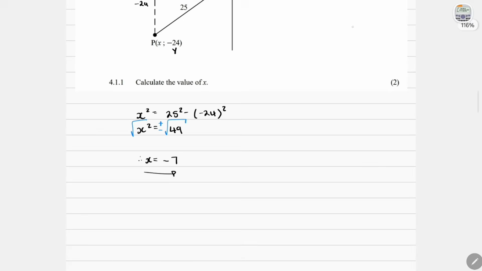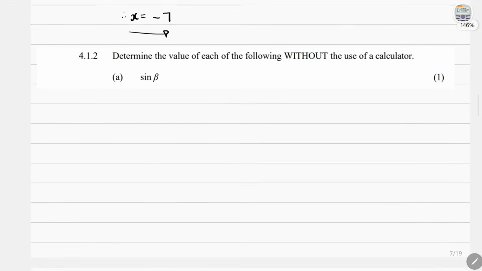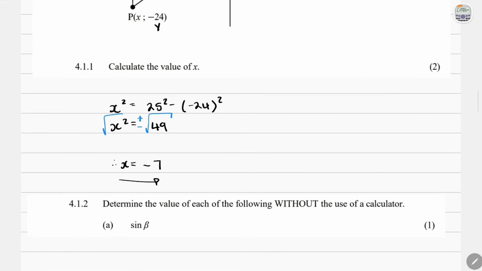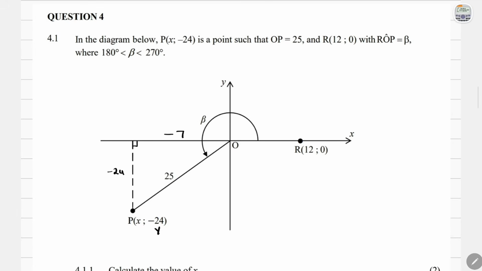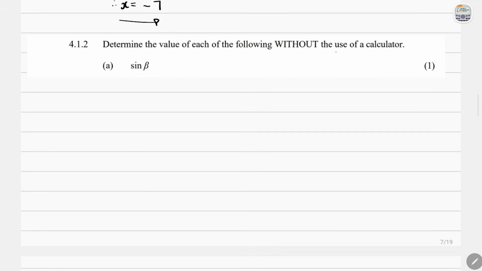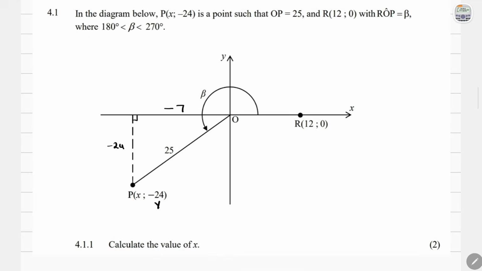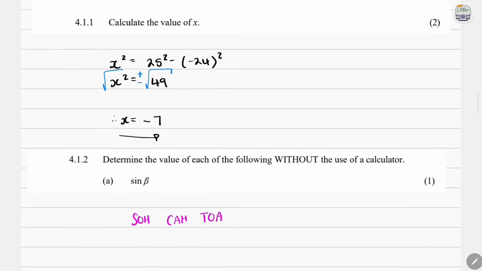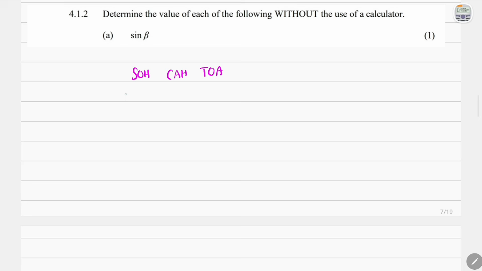Moving on to the next question. Question 4.1.2 says, determine the value of each of the following without the use of a calculator. So A, we need to find the value of sine beta. Okay, so in reference to this angle, and we already have the diagram, sine from SOHCAHTOA is opposite over hypotenuse. So looking at this triangle, we'll take the opposite side over the hypotenuse. So that is -24 over 25, and that is the value of sine beta, -24 over 25.